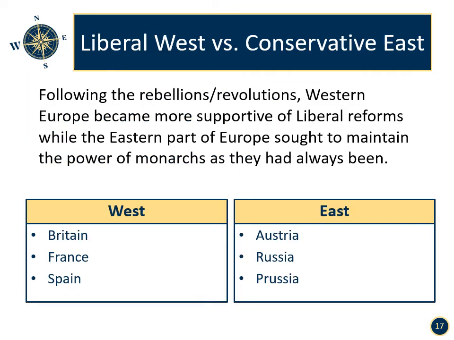Liberal West versus conservative East. The first half of the 1800s would be an ideological battle between liberalism and conservatism. Following the rebellions and revolutions that we've discussed, Western Europe became more supportive of liberal reforms, while the eastern part of Europe sought to maintain the power of monarchs as they had always been. The West was comprised of Britain, France, and Spain, while the East was comprised of Austria, Russia, and Prussia. In the end, liberalism would prevail, and the last of the great traditional monarchies would fall with the end of the First World War.